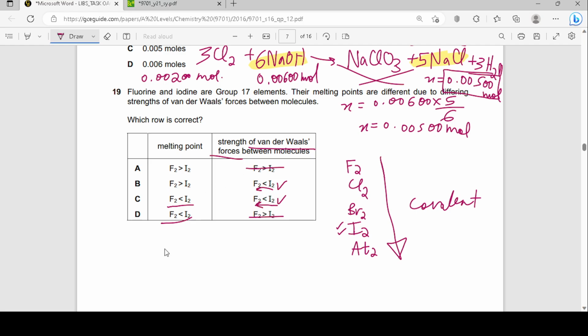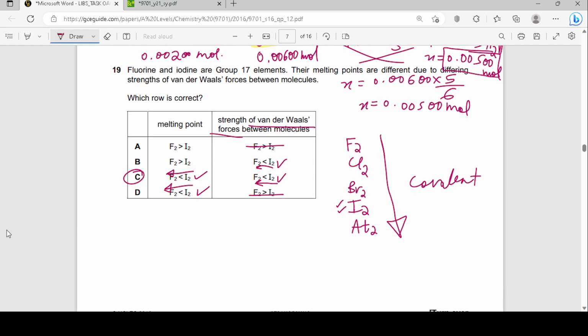And then if you look at the other thing, because I2 has stronger intermolecular forces than fluorine, stronger temporary dipole-induced dipole forces, it's going to have a greater melting point. It takes more energy to melt I2 because of the stronger forces of attraction between its molecules, right? So again, I2 is greater than F2, I2 is greater than F2, okay? So that is going to be the answer where we have two ticks. We have two ticks on C. So C is going to be the answer.